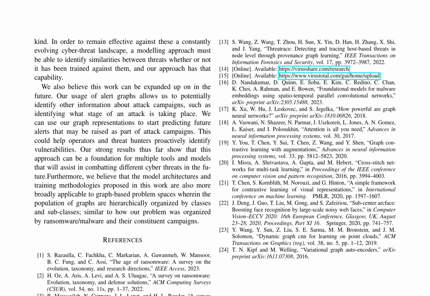This research proposes a novel modeling approach that leverages alert graphs to identify similarities between cyber threats, even when the model has not been trained on them. By analyzing alert graphs, the approach can uncover additional information about attack campaigns and predict future alerts. The strong results demonstrate the potential of this approach as a foundation for developing multiple tools and models to combat diverse cyber threats.